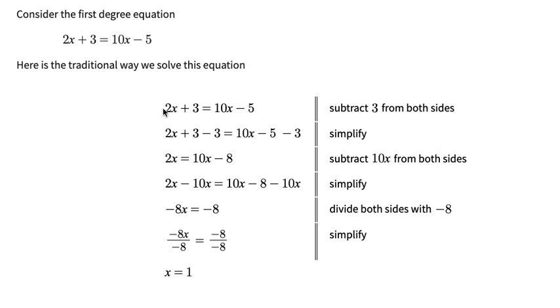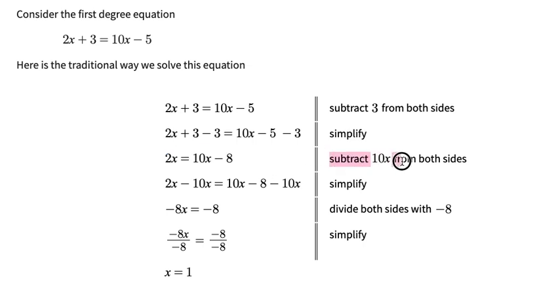First, we start with the equation itself, like this, and then we say that we subtract 3 from both sides. And this gives us 2x + 3 - 3 = 10x - 5 - 3. And then we simplify the expression. So the left hand side gives 2x and the right hand side is 10x - 8.